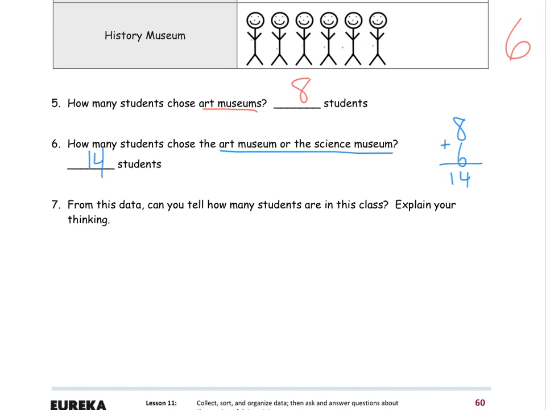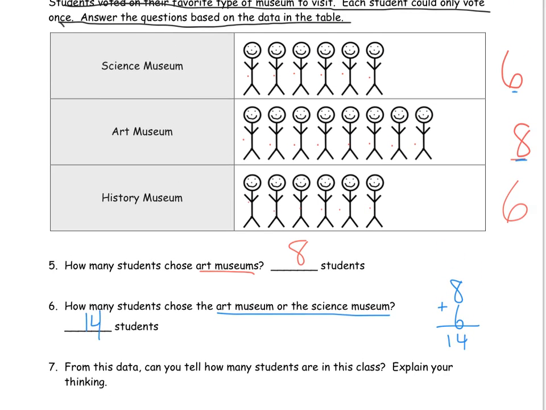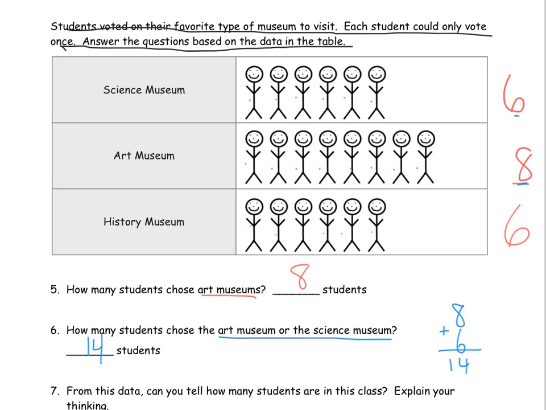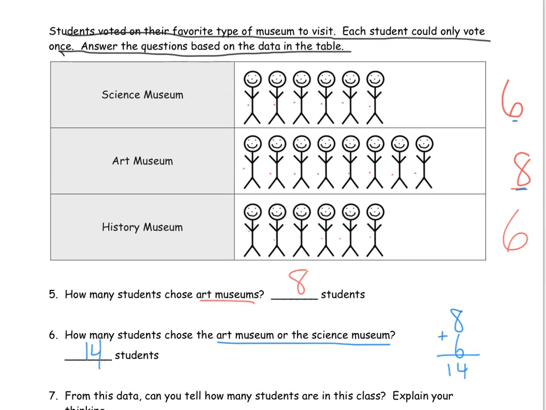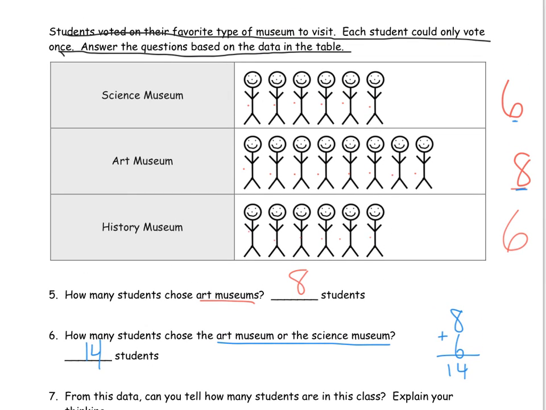Down below, number 7 is going to say, from this data, can you tell how many students are in this class? And then explain your thinking. I'll verbally describe what my thoughts are on this one. Can I figure out how many students are in this class? I say you can, and in the big statement here, each student could only vote one time, meaning every student only got to draw in one of these pictures. So one vote represents one student.